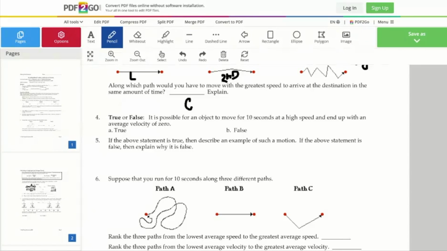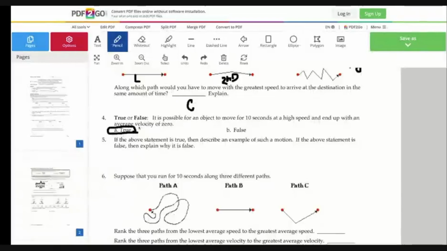Yeah, sure. So 4, is it possible for an object to move for 10 seconds at a high speed and end up with an average velocity of 0? True or false? What do you guys say? True. A couple more answers. Okay, cool. It's similar to what we did in the previous worksheet. We know that average velocity is displacement by time. So if displacement is 0, average velocity is going to be 0.